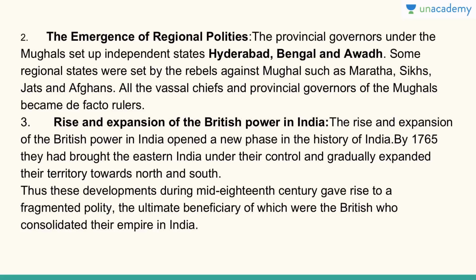So what happened in 1765? They got the Diwani rights in Bengal, where they could charge for revenue, etc. So these developments during the mid 18th century gave rise to a fragmented polity, and the ultimate beneficiary of which were the British, who consolidated their empire in India. So that is how you have to answer this question.